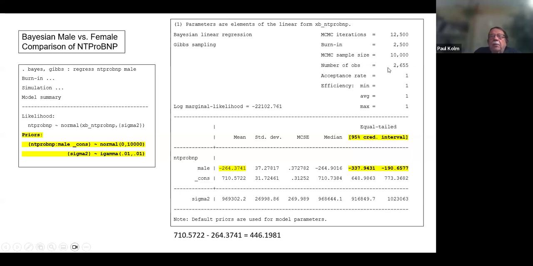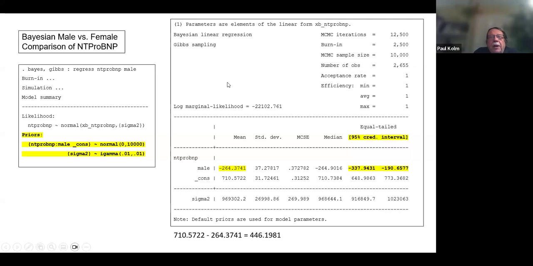And the actual number of observations that we have in our data is about 2,650. But remember that we're not drawing from the observations themselves. We're drawing from a prior distribution with a mean of 0. Okay, and so here's what we get.